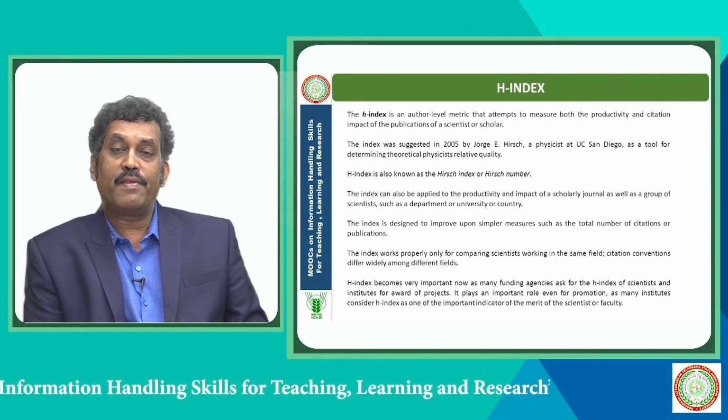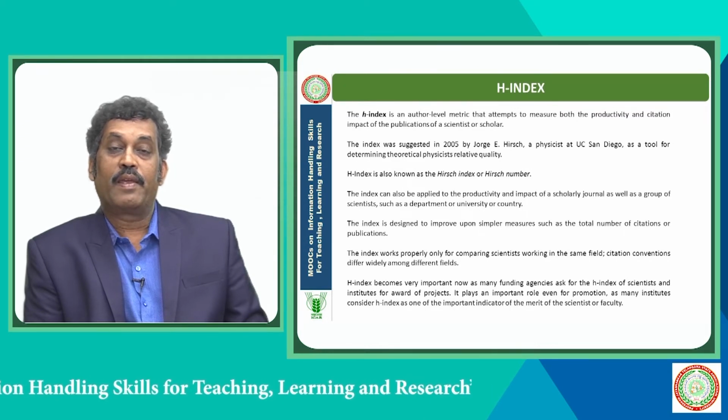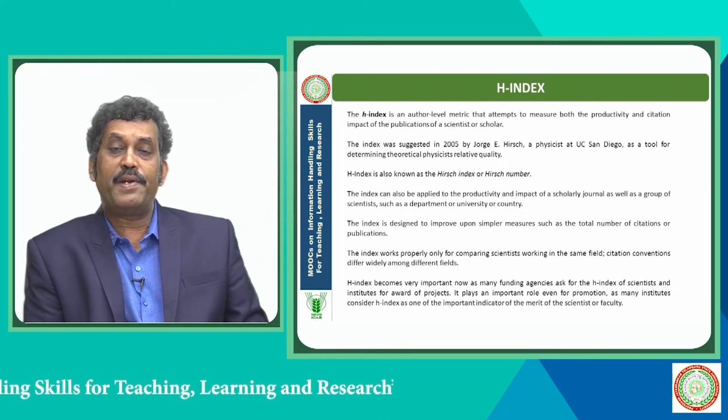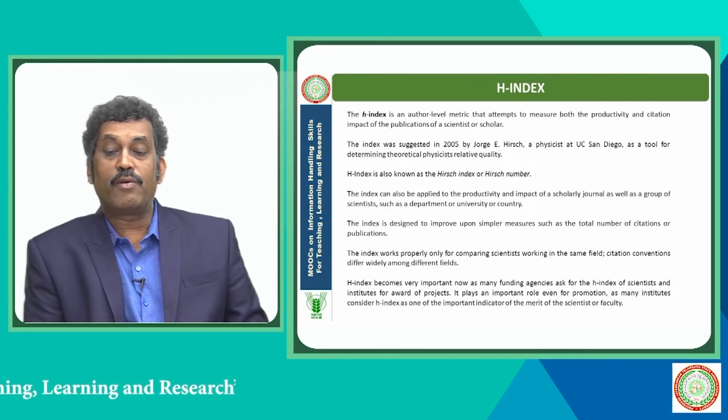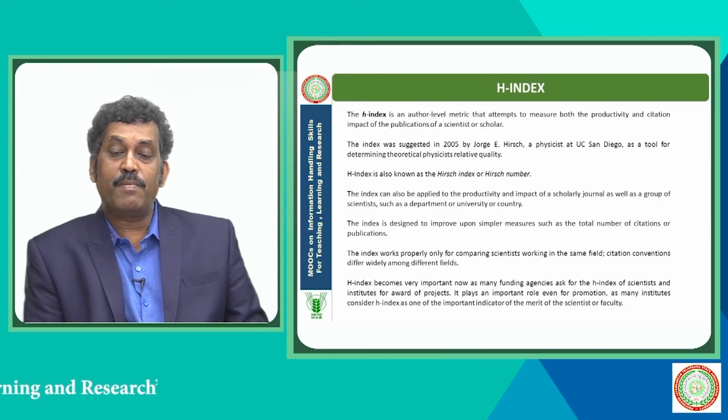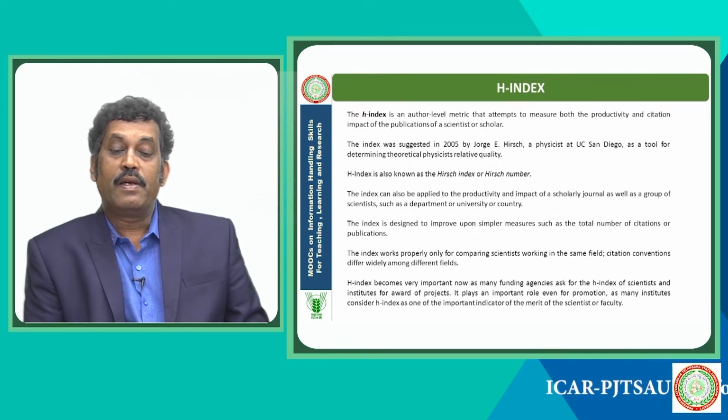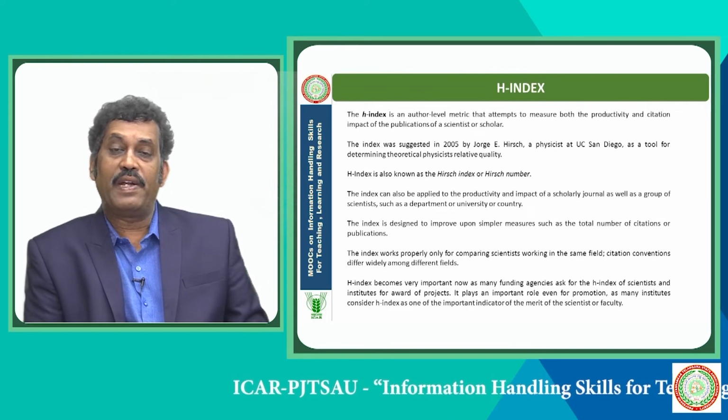The H-index is also known as the Hirsch index or Hirsch number. The index can also be applied to the productivity and impact of a scholarly journal, as well as a group of scientists such as a department or university, or even a country. The index is designed to improve upon similar measures such as the total number of citations or publications. The index works properly only for comparing scientists working in the same field. Citation conventions differ widely among different fields.